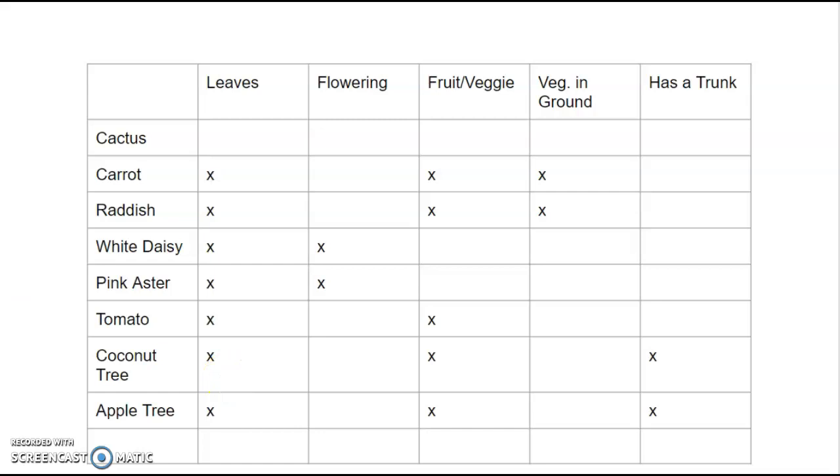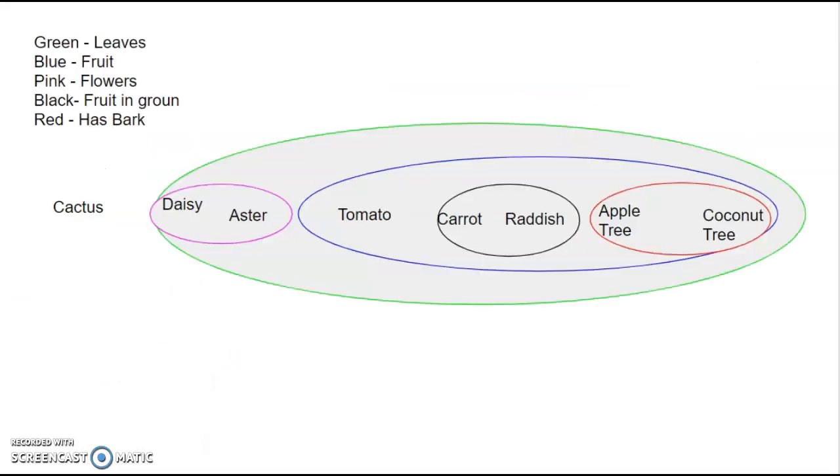When you do that, you're going to begin to make your Venn diagram. I have one already made for you, and here's what it's going to look like. I had them all listed, and then you put circles for the characteristics that they have. The cactus has no characteristics, so it's not even part of the Venn diagram. It's very primitive. All of these have leaves, so I put a green circle around all of the organisms with leaves. Now from there, I broke it up into two groups.